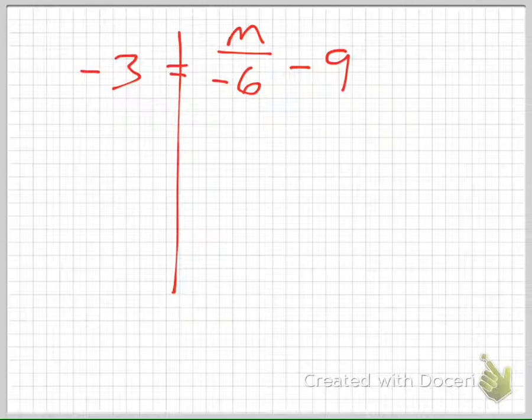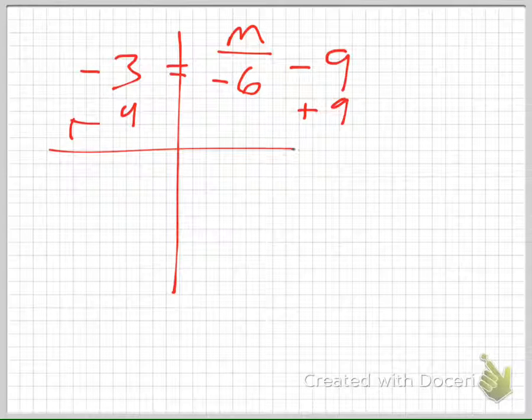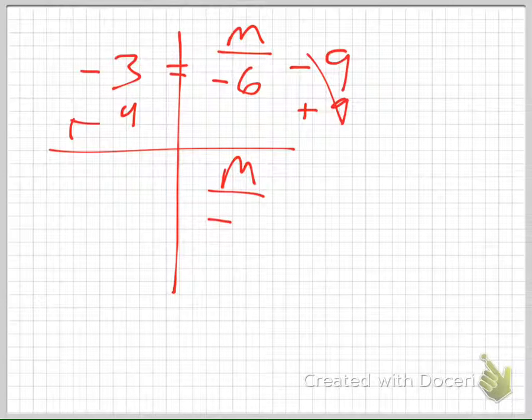What do I get rid of first, the 6 or the 9? The 9. What's the 9 doing to him? Subtracting. So what's the opposite of that? Plus 9, plus 9. This is where you have to be able to do this. m over negative 6 equals. What is negative 3 plus 9?